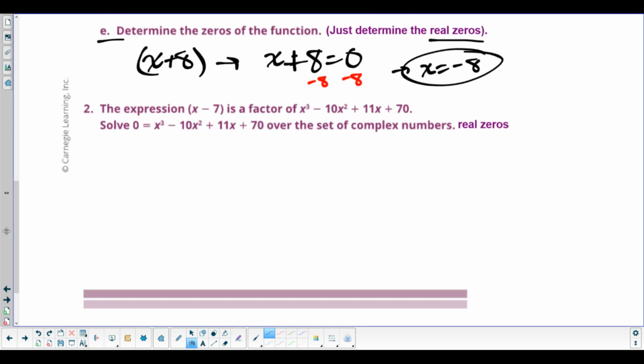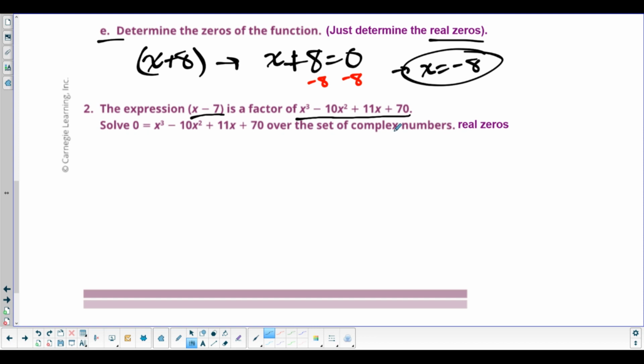Okay, so here is our first real example of how you would use this polynomial long division. And they give us a hint. So question number 2 is basically asking us to long divide x minus 7 into this polynomial. Are you ready to do this? I'm ready to do it.